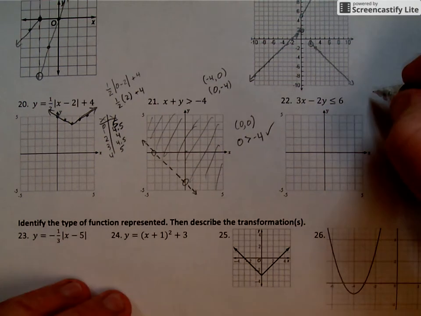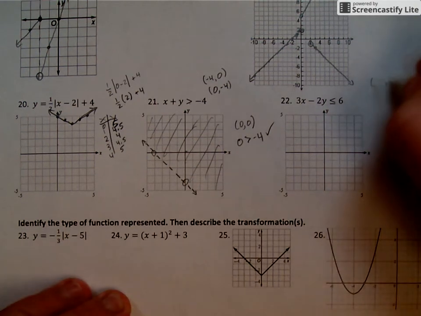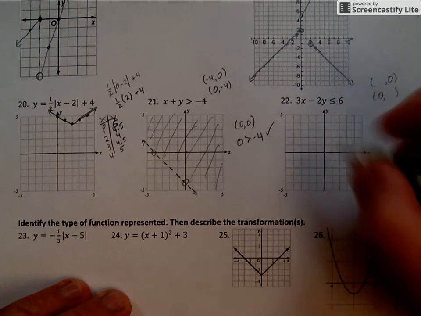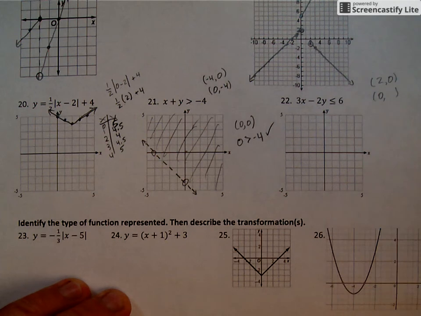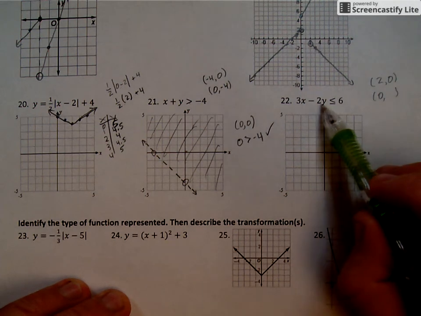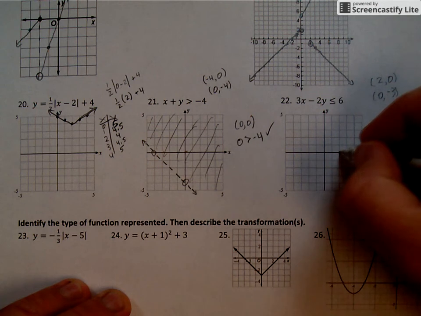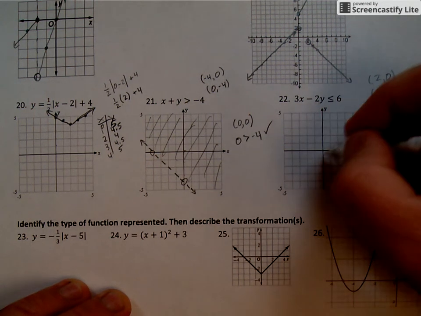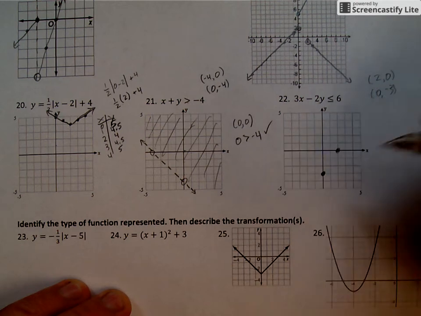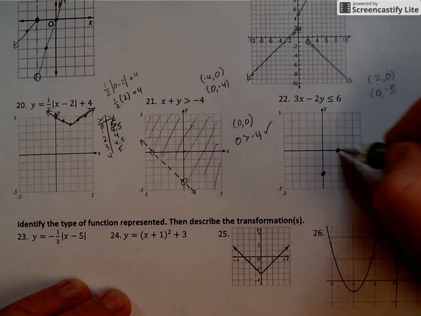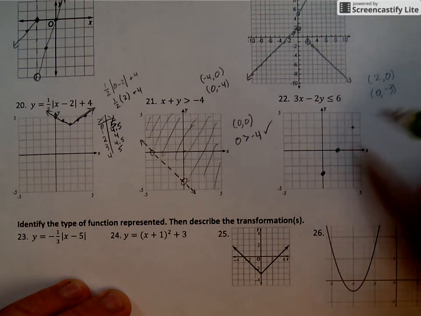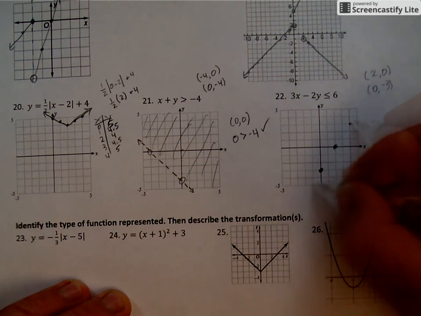Number 22, it's also in standard form. Same process. I'm going to find x and y intercepts. Plug in 0 for y, I get 3x equals 6, so x is 2. Plug in 0 for x, you get -2y equals 6, so we get -3. So 2, 0. We can go ahead and do closed circles this time. Looks like it went up 3 over 2. I can go up 3 over 2 to get another point. Solid line this time because it's equal to.